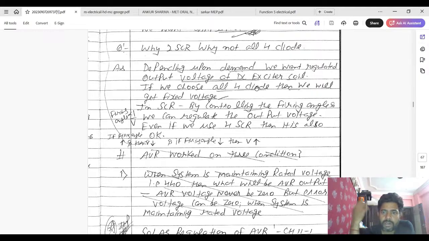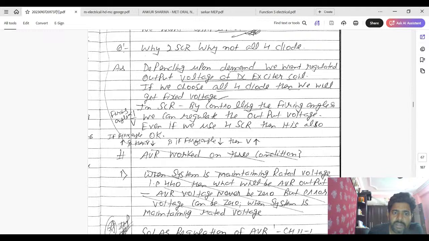Understand? If we use all four diodes, we'll get only a fixed voltage. With SCRs, by controlling the firing angle to the gate, which is controlled by the SCR control unit, we can alter the output voltage. Even if we use four with SCR, this is also okay, because my main motive is to control the DC coil excitation. By controlling the DC excitation only, we are increasing and reducing the voltage emitted by the generator alternator.